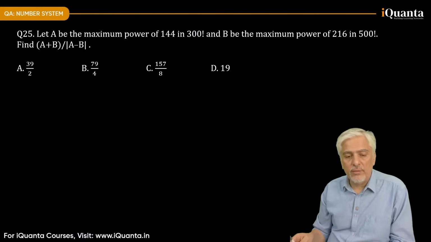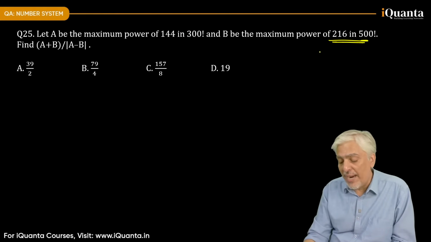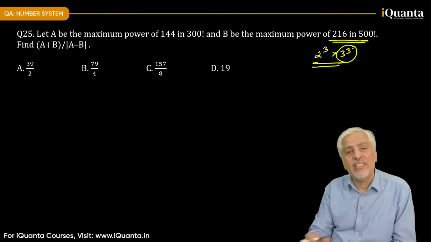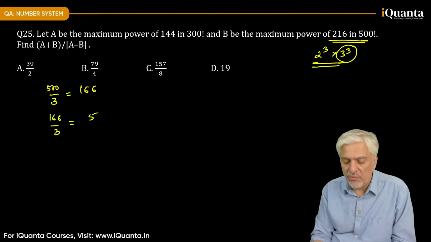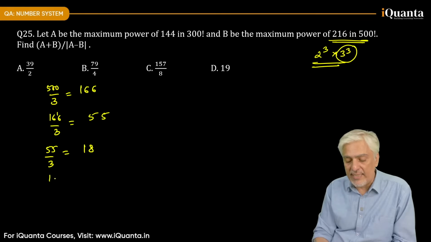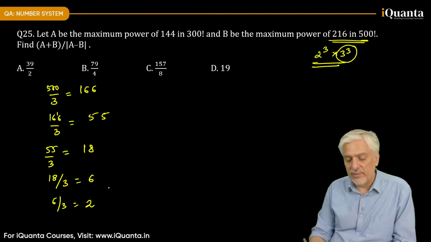Now let's check for this one, 216 and 500 factorial. So 216 is 2 cube into 3 cube. Now I need to check only 3 because 3 pakka kam honge. 500 divided by 3. I think 166. 166 divided by 3, 55. 55 divided by 3, 18, 3 18s are 54. 18 divided by 3, 6. 6 divided by 3, 2. 2 cannot be divided by 3 further.